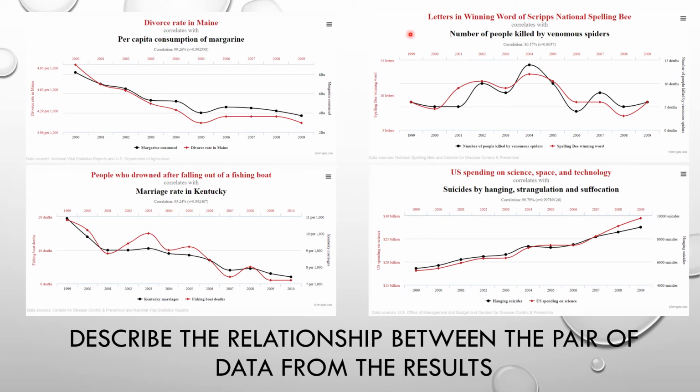How about the number of letters in the winning word in the National Spelling Bee competition, which is very well correlated with the number of people killed by venomous spiders. Look at the trend. One goes up, the other goes up; one comes down, the other comes down. The correlation is about 81%. Okay? Or US spending on science and technology. Look at the trend. It's almost the same line versus suicide by hanging, strangulation, and suffocation. The Pearson's correlation is 0.997. Okay, although the axes are different.